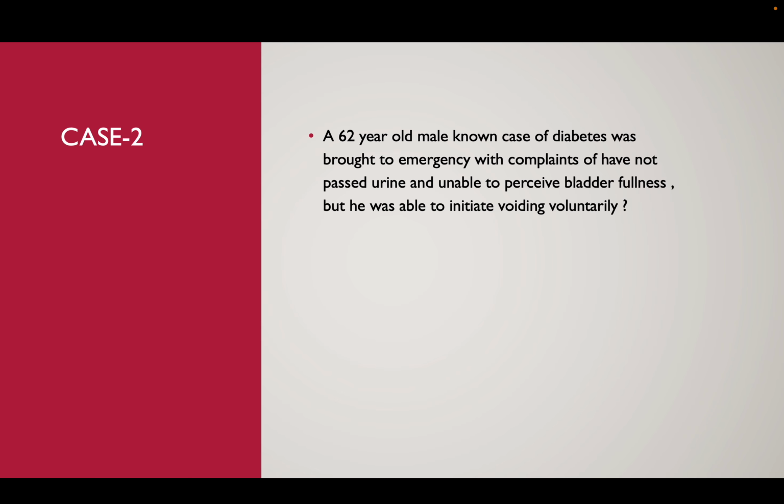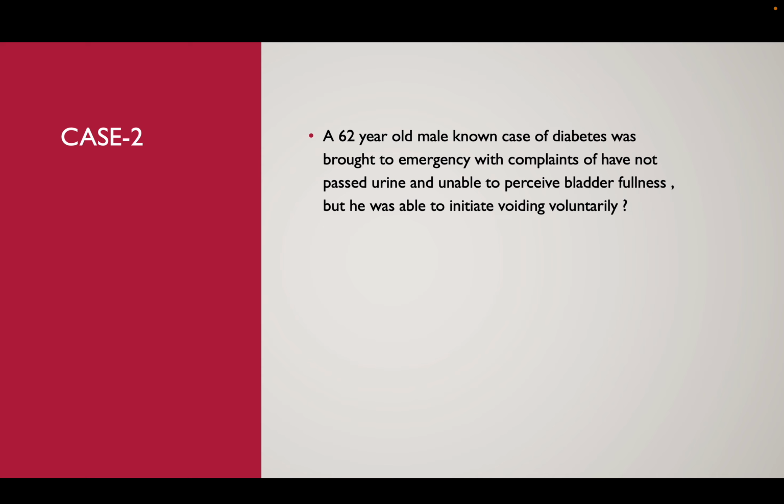So he was not able to perceive the bladder fullness, but you might be able to find some abdominal distension or something. But he was unable to initiate the bladder voiding on his own. When you ask him to voluntarily micturate, he was able to micturate normally.